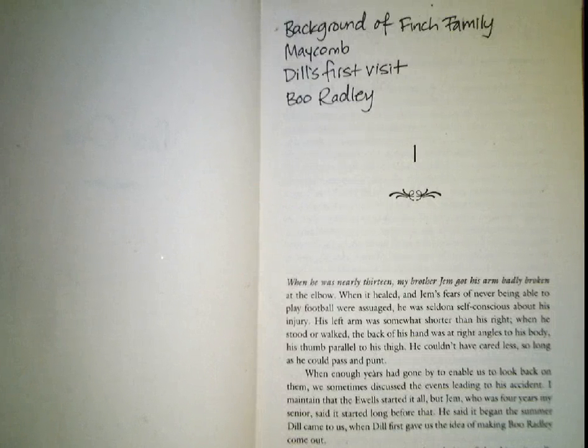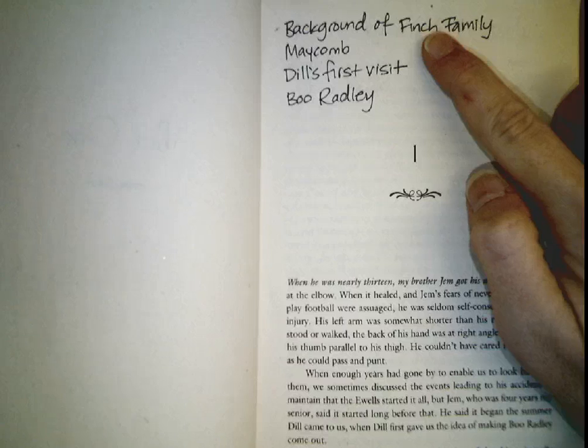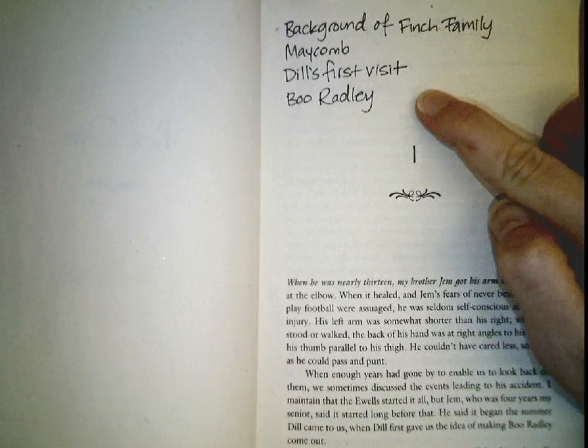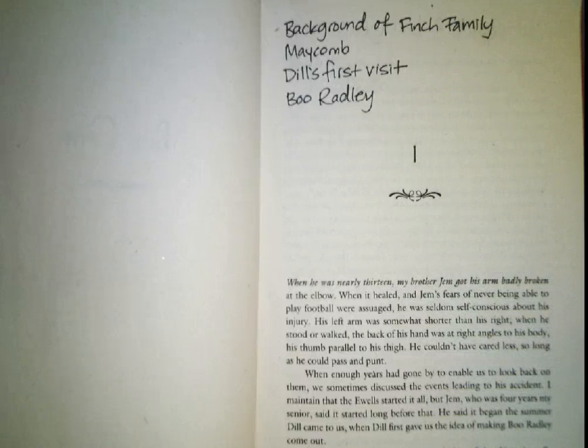This is the annotation information for chapters 1 and 2 of To Kill a Mockingbird. One of the first things you want to think about with your annotations is to write, on the first page of each chapter, a quick list of some things that happen within the chapter to help you remember what happened during this chapter.